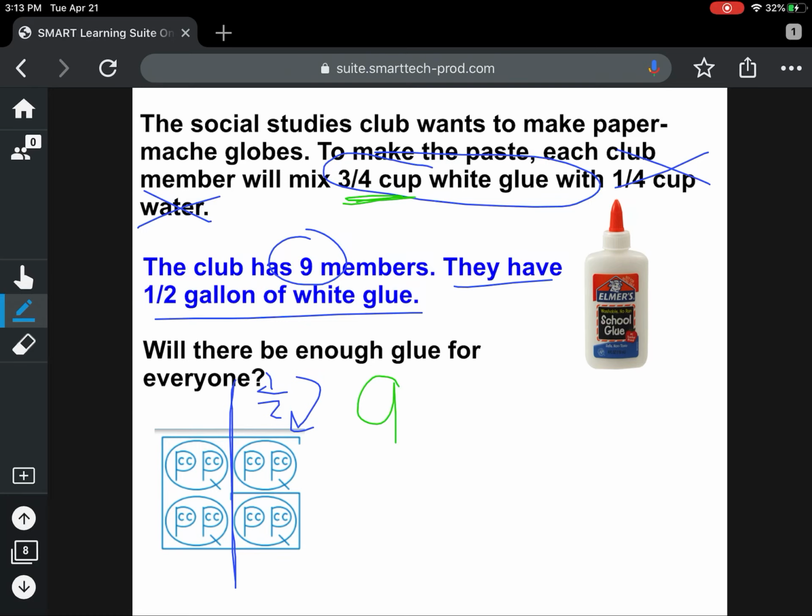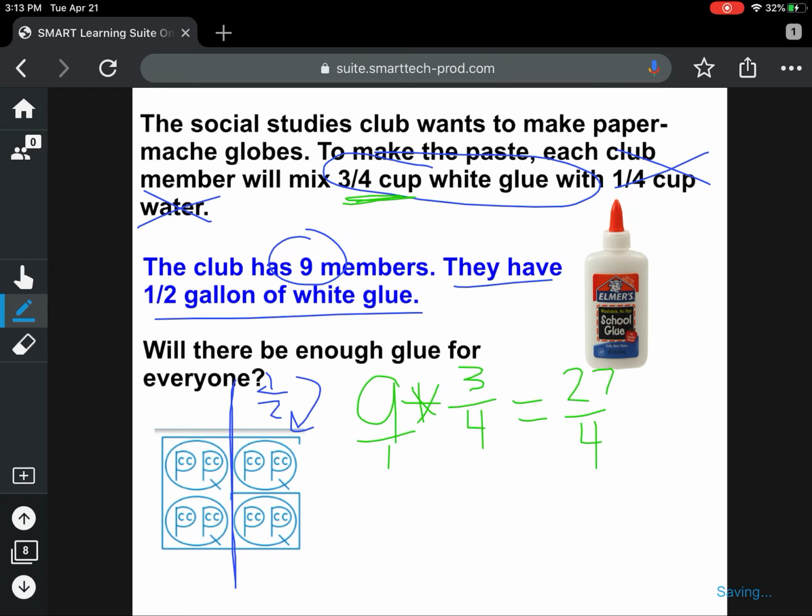All right, we know there are 9 members in the group, and they each need 3/4 cup white glue. So in my mind, I think I'm going to take 9 for the students times 3/4 cup of glue, because that's how much each one needs. And remember, to multiply a whole number by a fraction, you can put the whole number over 1, then multiply the numerators, and multiply the denominators.